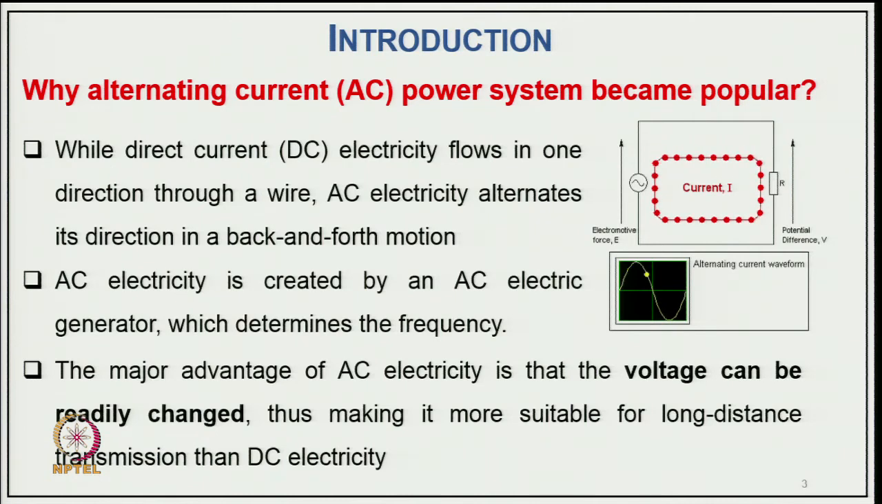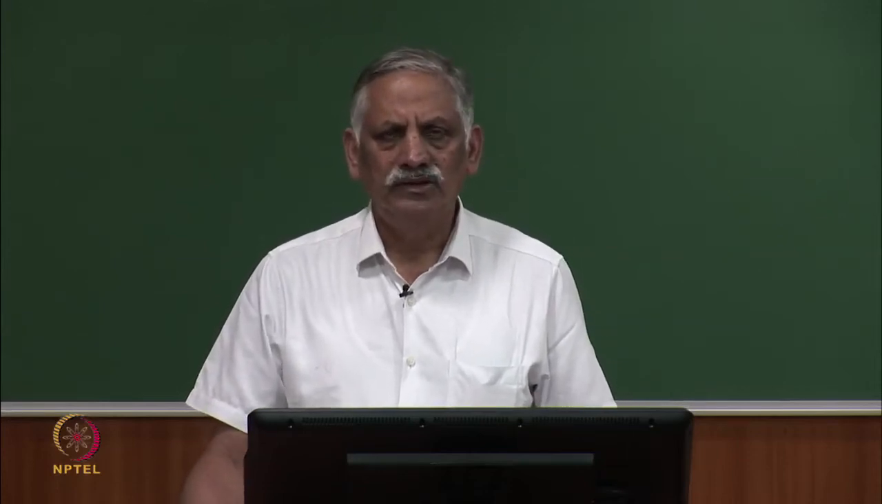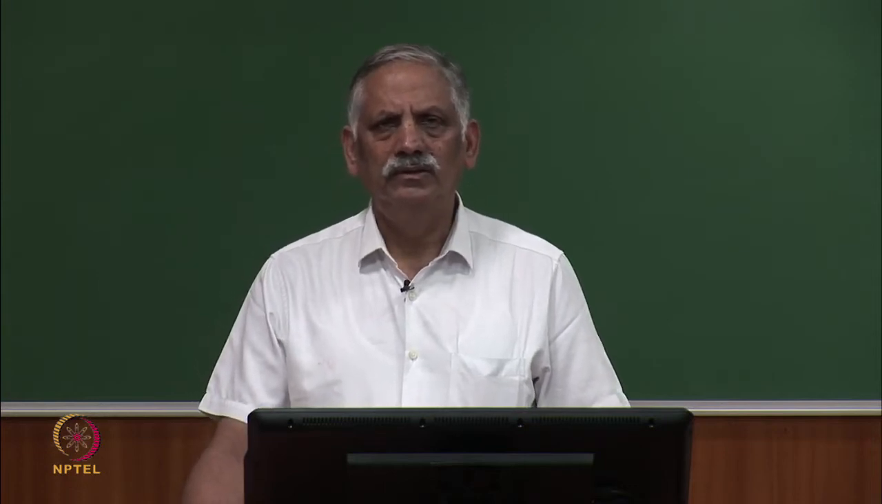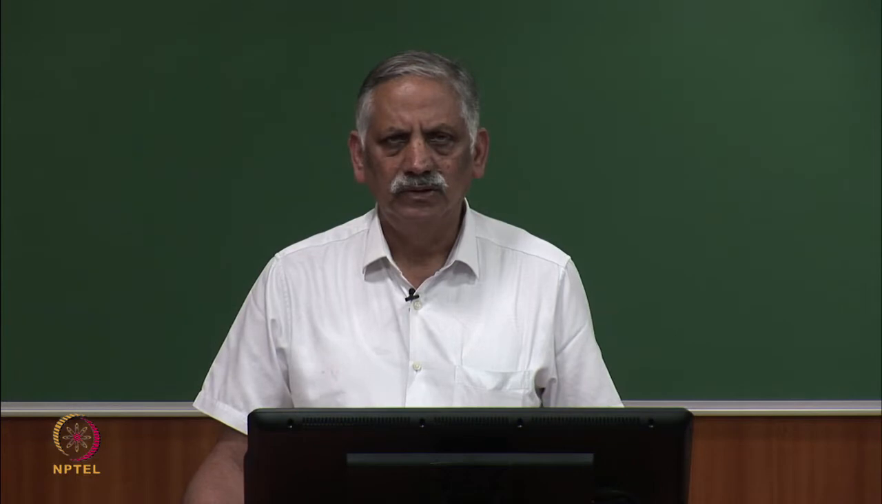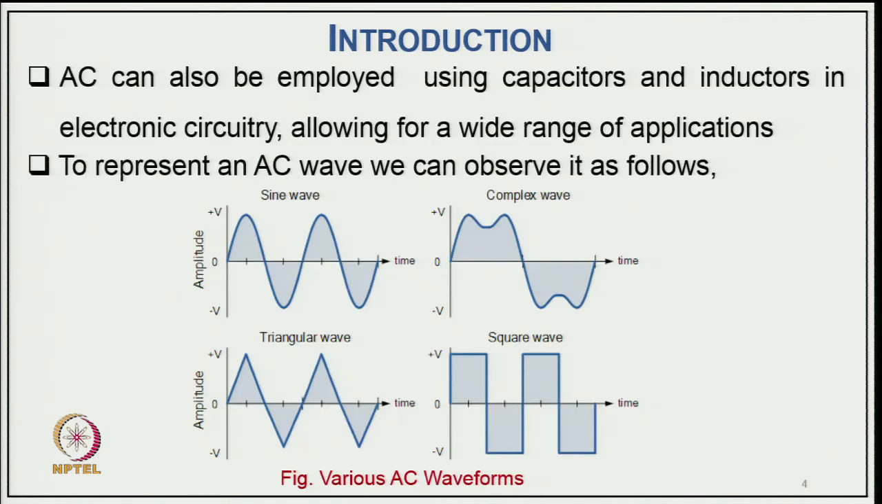That is also another major reason why we go for AC. Moreover, AC generators as well as motors are much more economical than DC motors and DC generators. So, these are some of the reasons why we adopted the AC supply system. AC supply can be applied using capacitors and inductors in electronic circuitry, showing a wide range of applications, and the AC wave can be represented by various kinds of waveforms.